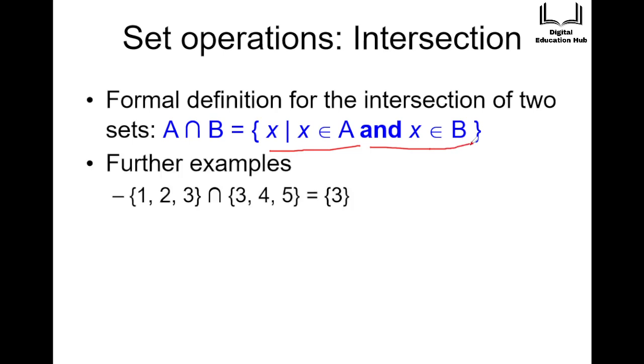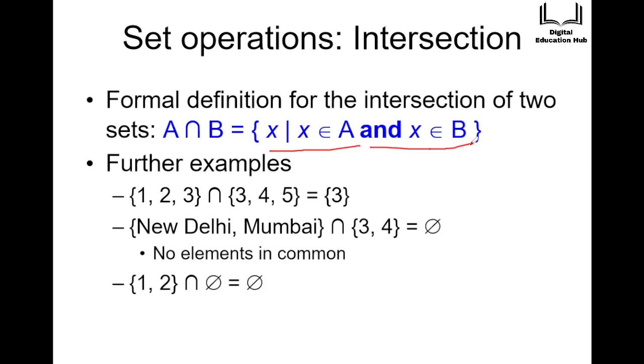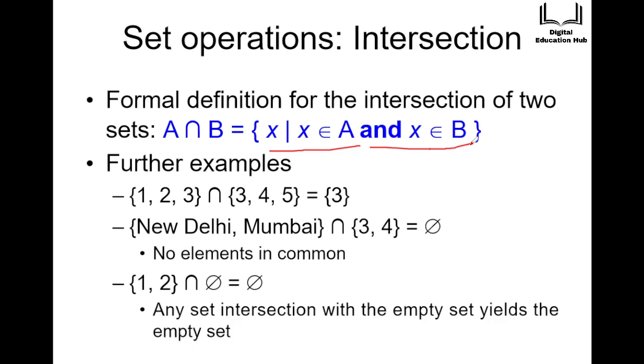Let's see the example. The first set is 1 2 3, the second set is 3 4 5. The intersection means the common element, so the common element is 3. In the next example, nothing is common between New Delhi, Mumbai and 3, 4, so the result would be null. Now the next example, {1, 2} intersection with the null set. Since we are taking the intersection with a null set, the result is null only. Whenever we find the intersection with an empty set, that would result in an empty set only.